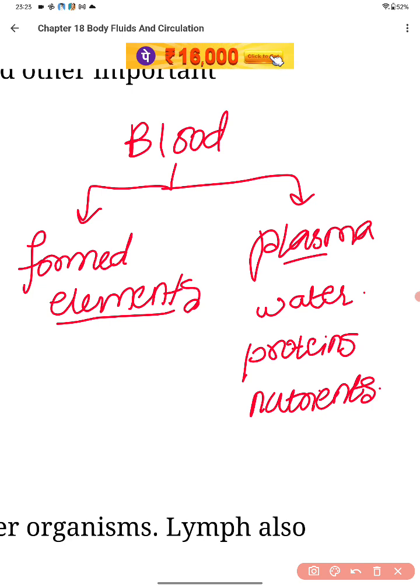Okay, formed elements, ions, bicarbonate, sodium, potassium, all these are present in your plasma. Formed elements, they're floating in the plasma. Okay, formed elements are what?